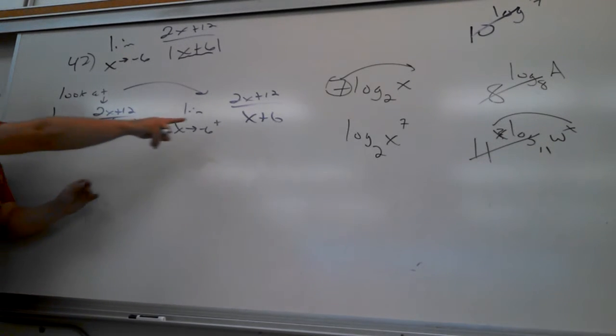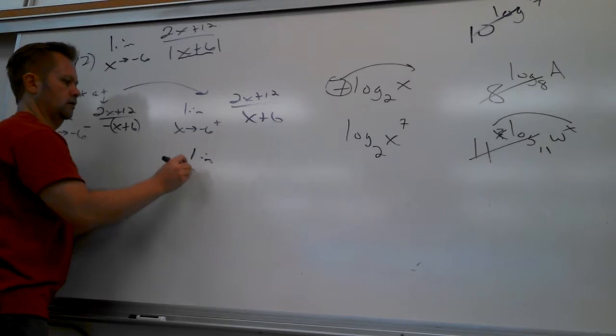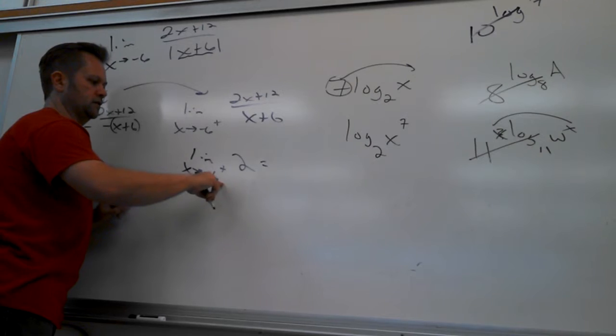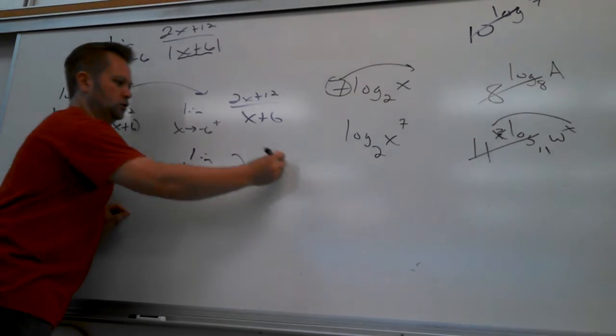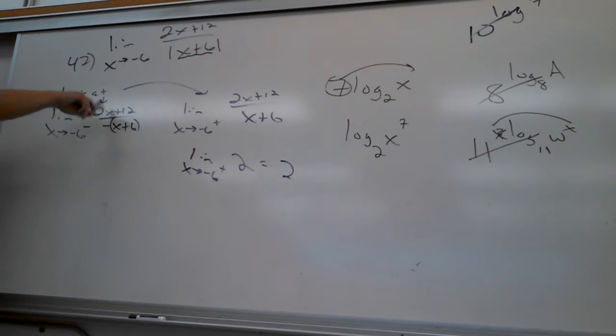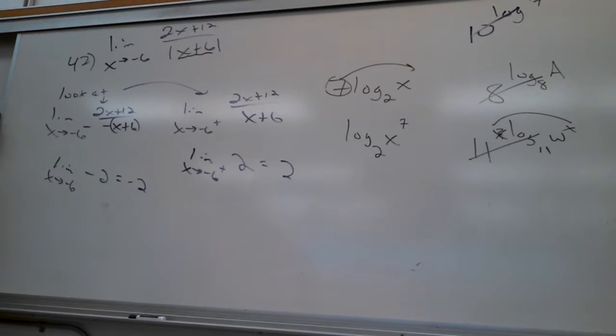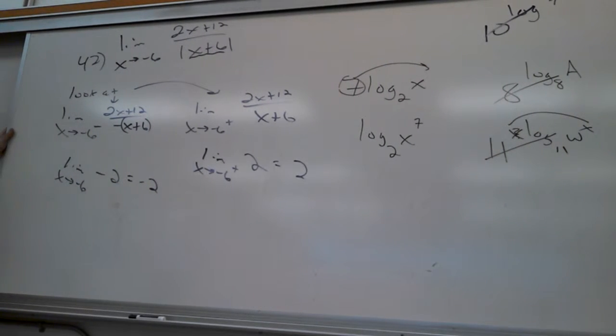Right now, how does this reduce? 2. So the limit as x goes to negative 6 of 2 is 2. That's crazy. All right, I like it. And how does this reduce? Negative 2. So that limit is negative 2. Are the limits the same? No. This is weird shit.